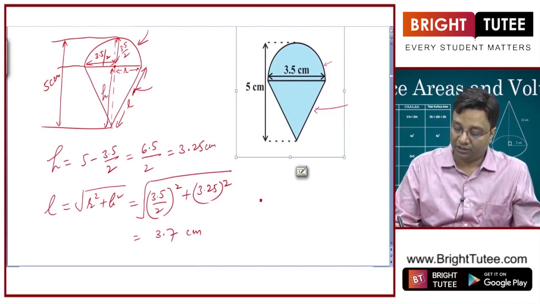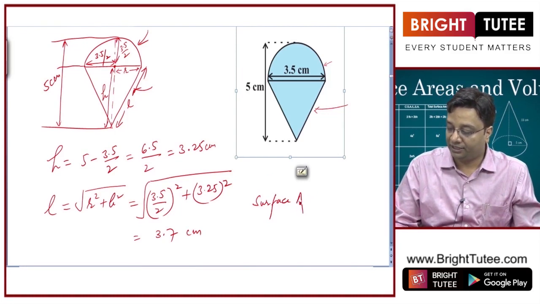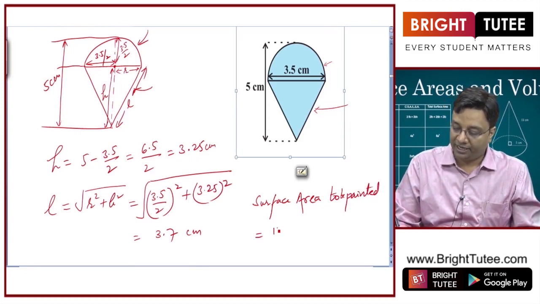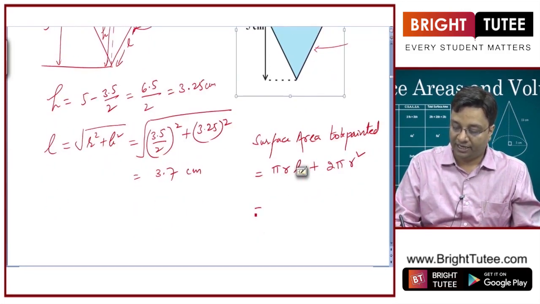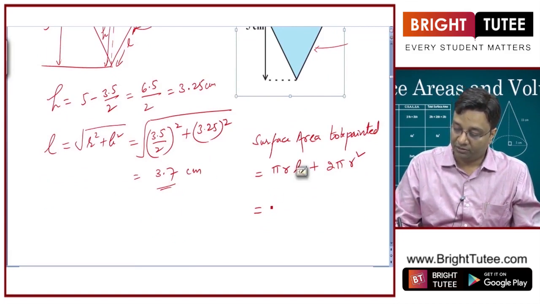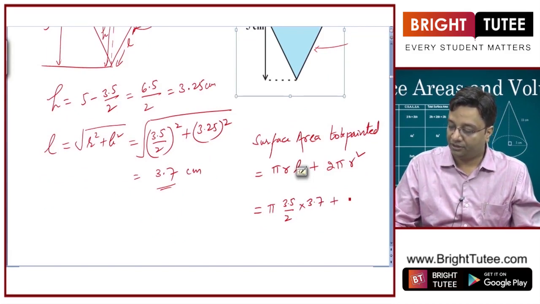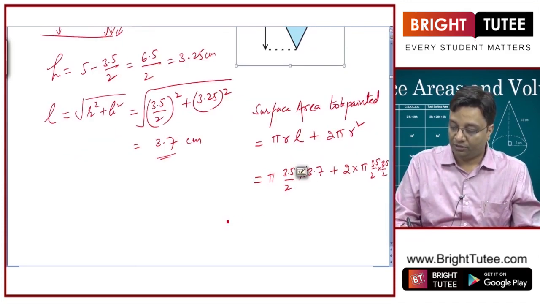Now if you need to talk about surface area that has to be painted, it is equal to pi r L plus 2 pi r square, where L is 3.7, r is 3.5 by 2. So it is equal to pi into 3.5 by 2 into 3.7 plus 2 pi into 3.5 by 2 into 3.5 by 2.